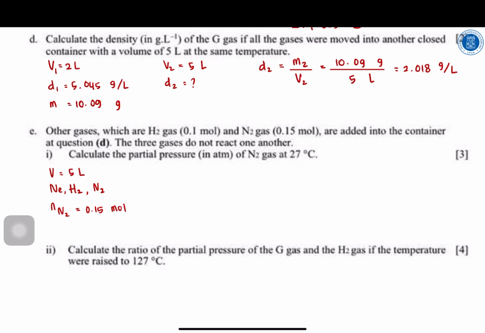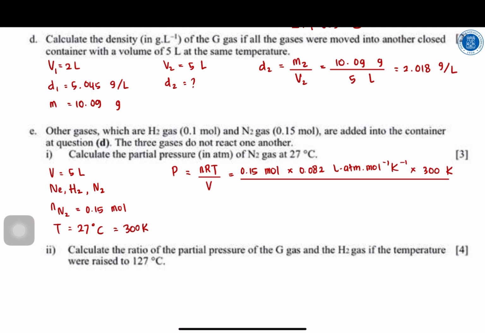So mole of nitrogen is 0.15 mole. So again, we can calculate P equals nRT divided by volume. So here we have 0.15 mole, and then the gas constant. And then the temperature. So for example, here there's an information that the temperature is 27 centigrade. So we have here T equals 27 degrees Celsius, which is 300 Kelvin. So here we have 300 Kelvin as the temperature.